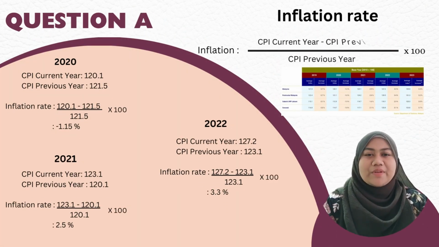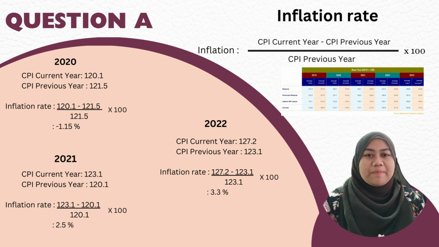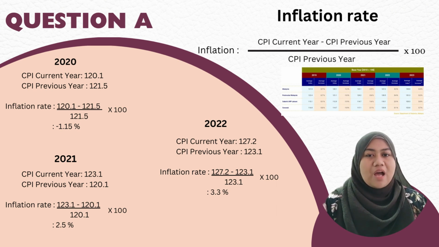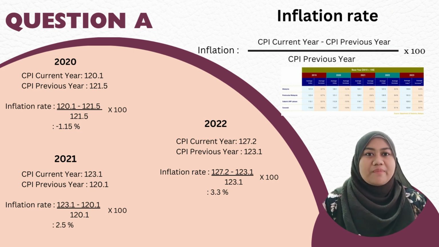Next, let's find out how to calculate the inflation rate. The formula is: inflation equals Consumer Price Index, or CPI, of the current year minus CPI of the previous year, divided by CPI of the previous year, times 100. So based on the data above, CPI for 2020 is 120.1 and the previous year is 121.5. By using the formula, the inflation rate for 2020 is negative 1.15%, which is a 1.8% decline from 2019.